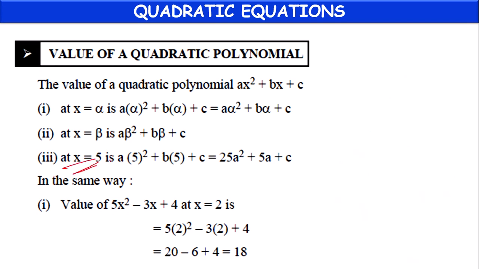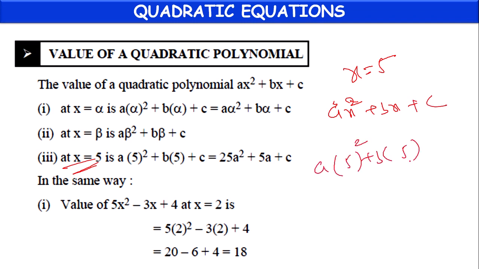Suppose x equals 5, then the expression ax square plus bx plus c becomes a into 5 square plus b into 5 plus c, that is 25a plus 5b plus c. Like that also we can find.